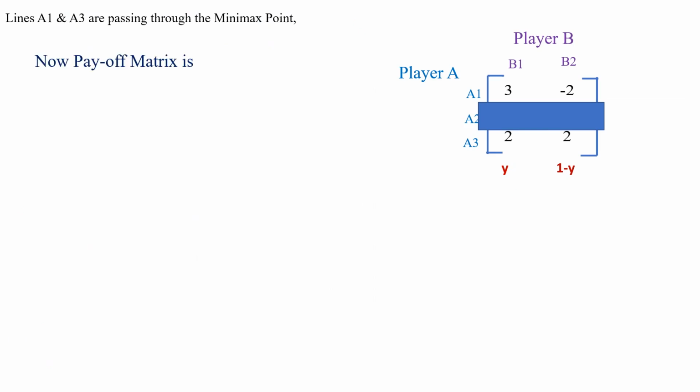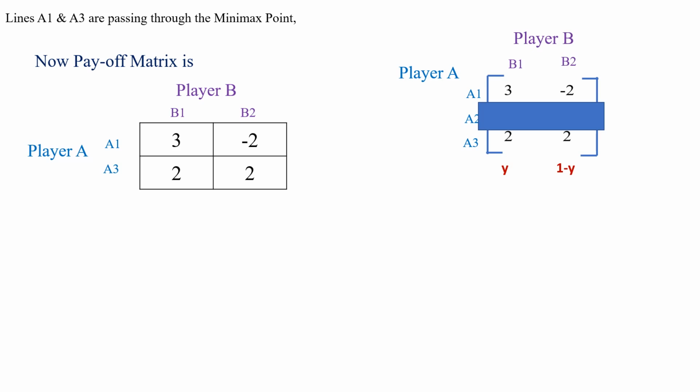Here we have to remove the second strategy. Through the minimax point, only lines A1 and A3 are passing. The A2 line is not passing through the minimax point, so we neglect the second strategy for player A. Now the payoff matrix has two strategies for player A, that is A1 and A3, the first strategy and the third strategy, and for player B, the first strategy and the second strategy. Now the payoff matrix becomes 3, minus 2, 2, 2.